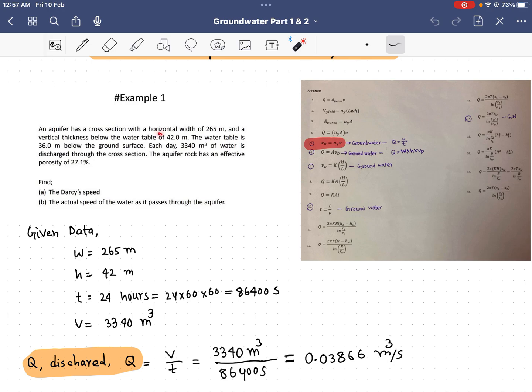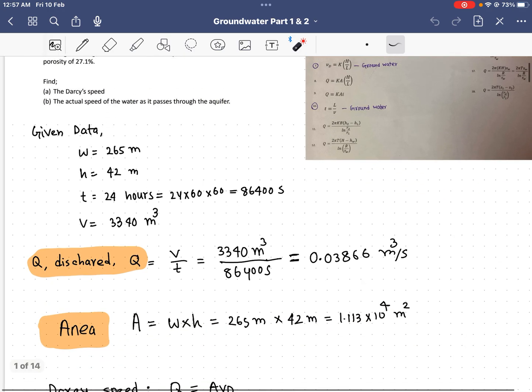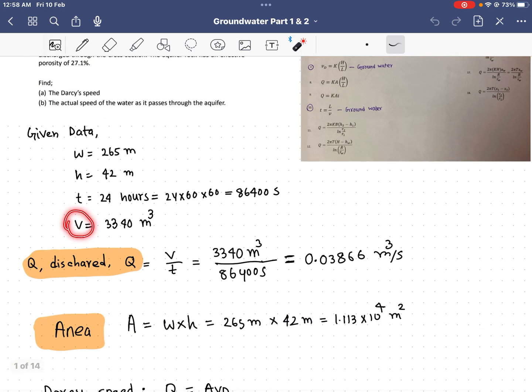You can see here the horizontal width is 265 meters, thickness 42 meters, and the water table is 36 meters below the ground surface. Each day is 24 hours, so the time is 24 hours. I'm just going to convert hours to seconds. Then we have a volume of 3,340 cubic meters. Once I have the volume V and the time T, I can easily find the discharge.